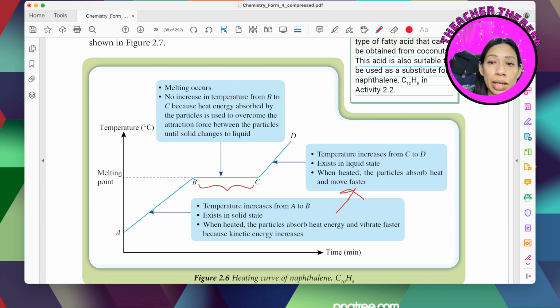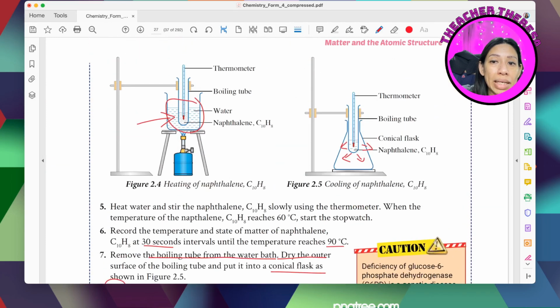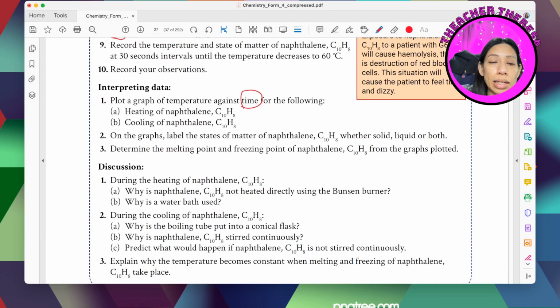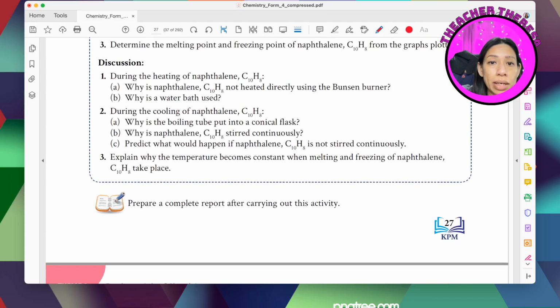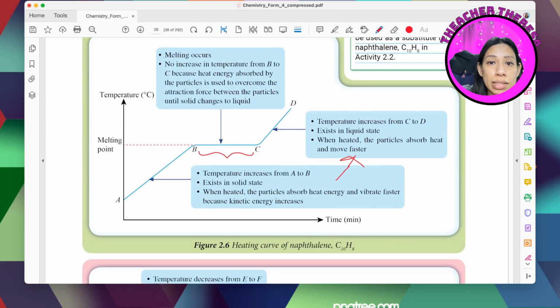Why? Because the particles, like I said earlier, need to absorb heat. The reason they absorb heat is to gain energy, and the energy gained is used to break the force of attraction. So the temperature remains constant because the particles absorb enough heat energy to move faster and change from solid to liquid. That means in C, all the substance has already changed to liquid.